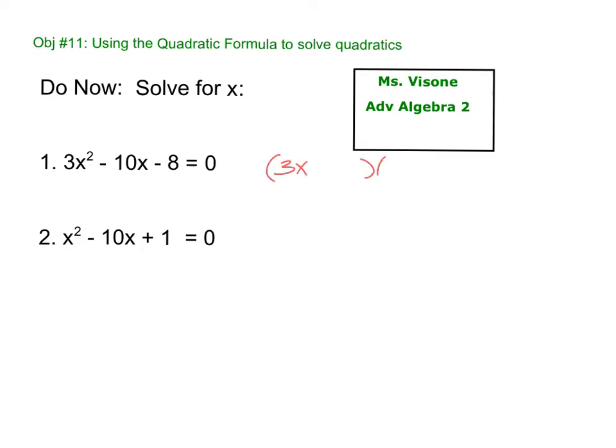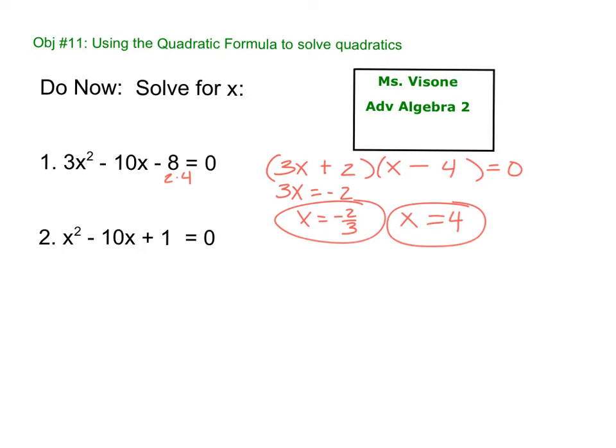3x, x, let's see, this is 2 and 4, so if I make this a 4, that gives me a 12 and a 2. So negative 12 plus 2 is 10. We set those equal to 0, so 3x equals negative 2, x equals negative 2/3, and x equals 4.